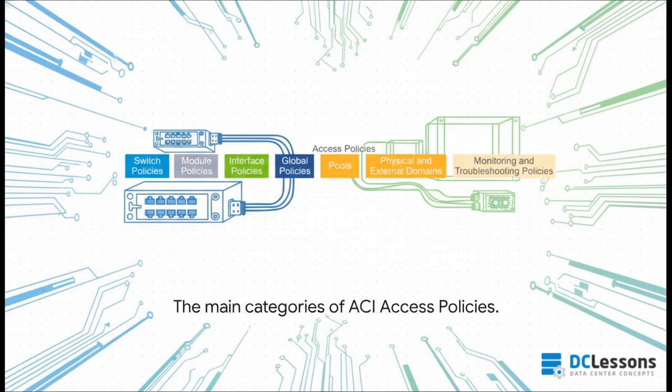So taking a look at this high-level view, you can see access policies are kind of bucketed into a few main categories. You've got switch policies, interface policies, pools, and domains. Each one has a super specific job in defining how a device actually connects to the fabric. Now, we're not going to boil the ocean here. We're going to focus on the most important ones, the ones that make up that core chain of configuration.